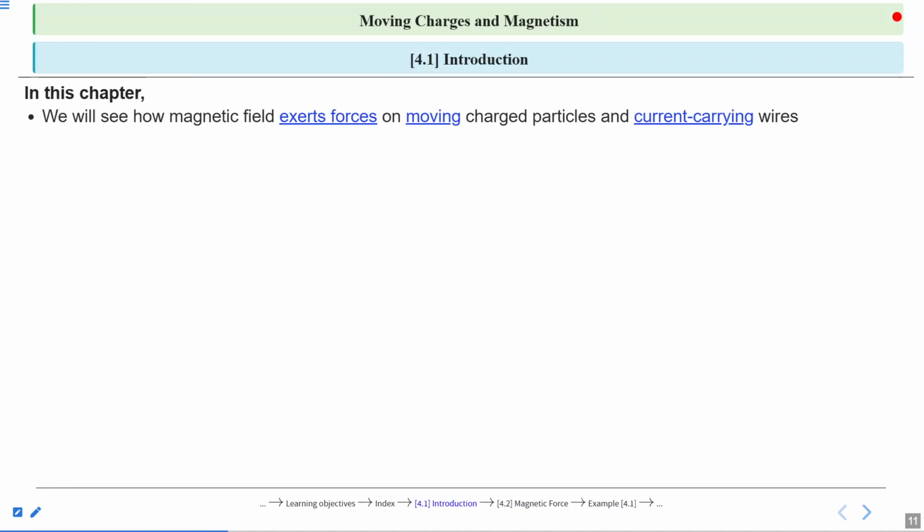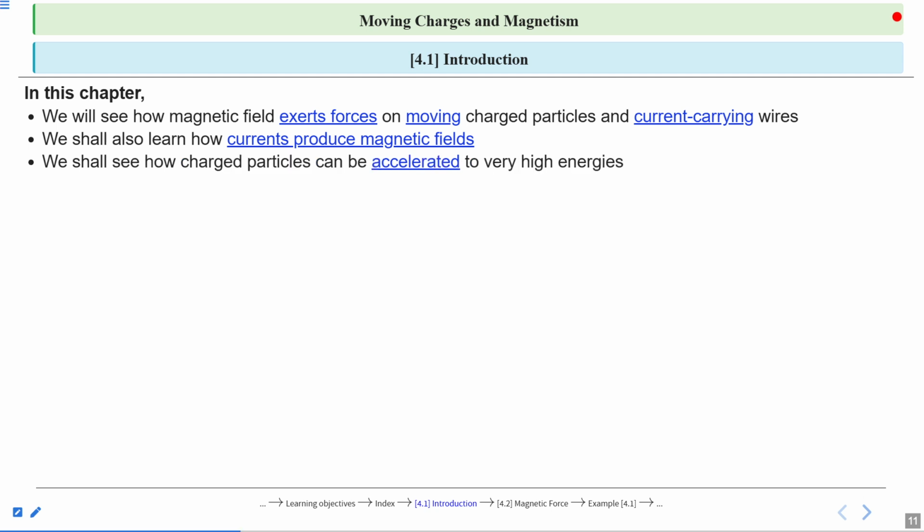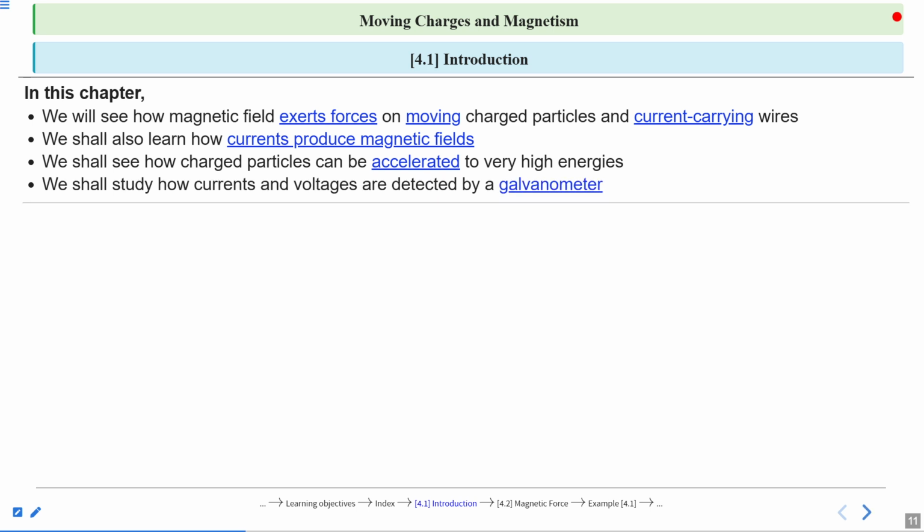In this chapter, we will see how a magnetic field exerts force on moving charges and current-carrying wires. Also, we shall learn how current produces magnetic fields, we shall see how charged particles can be accelerated to very high energies, and we shall study how currents and voltages are detected by the galvanometer.